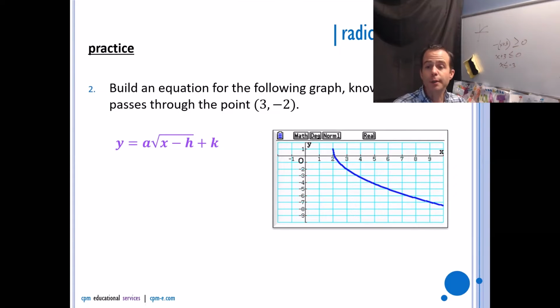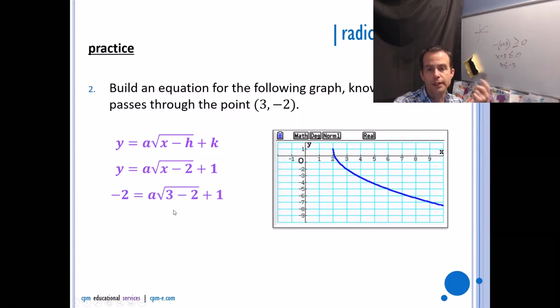Okay, I know that my starting point is 2 comma negative 1. So my H is 2 and my K is negative 1. Then the friendly point I was given was 3 comma negative 2. So I'll plug negative 2 in for Y and 3 in for X, and that's going to allow me to solve for A. So 3 minus 2 is 1. The square root of 1 is 1. So that's A plus 1, and then I subtracted 1 from both sides. That gave me A equals negative 3.